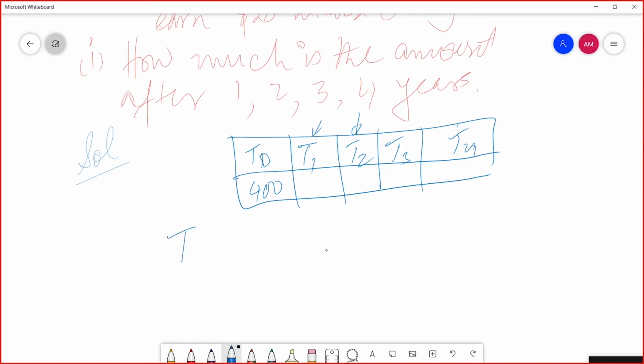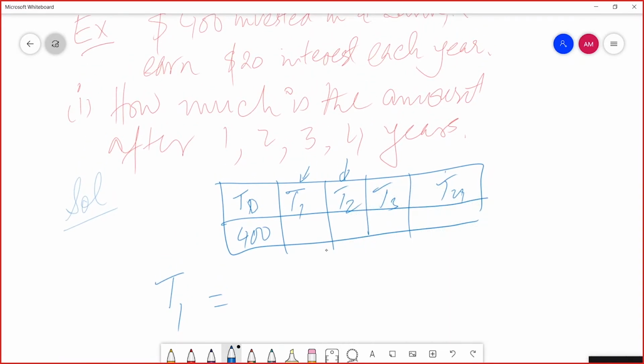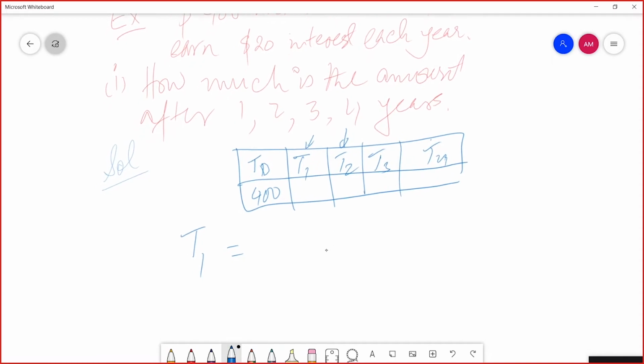So what would be T1 here if it is 400 and after 1 year, and we said it has an interest of $20 each year. Term one would be 420. Yeah, 420. Then next year, 440. Next year, 460. And next year, 480. Right? Okay.